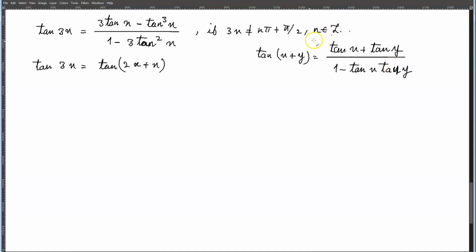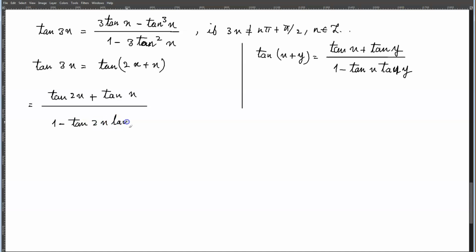1 minus tan x tan y. That is basically what we know from before. So which means that basically tan of 2x plus x, I can write it as tan 2x plus tan x over 1 minus tan 2x tan x, right?